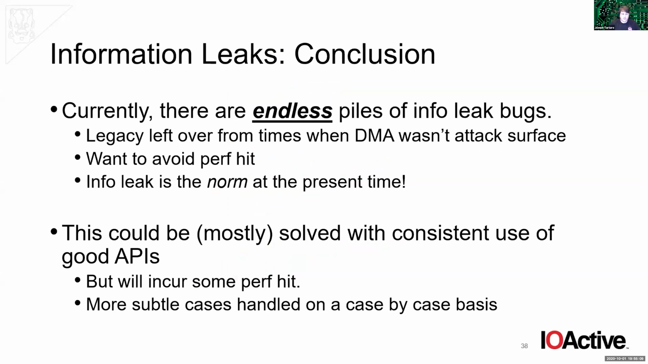So overall conclusion, like I said, there's just tons and tons, endless piles of information leaks. This is clearly legacy leftover from when DMA wasn't an attack surface, or it's developers that are attempting to avoid a performance hit. But at the moment, you can just know that it is the norm at present time. Luckily, we think with some changes to APIs, this could be mostly solved. You would incur a performance hit, but it should solve the more obvious cases, and only leave the more subtle cases to be looked at.